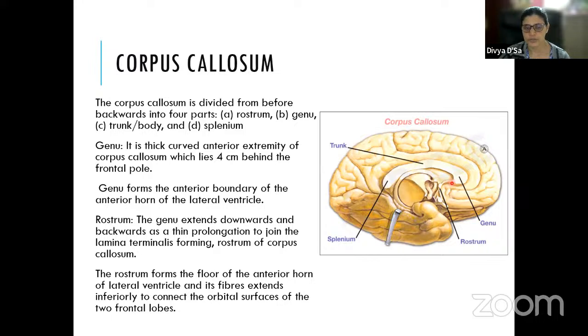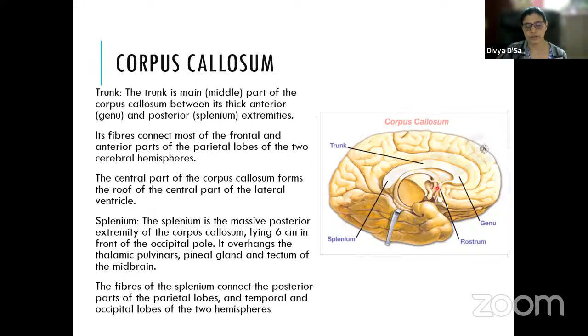This is the rostrum. The genu will extend downwards and backwards as a thin prolongation to join the lamina terminalis. This is basically the genu itself, extending downwards like a thin projection. That projection, we call it the rostrum. The rostrum will form the floor of the anterior horn of the lateral ventricle, and its fibers will extend inferiorly to connect the orbital surfaces of the two frontal lobes.